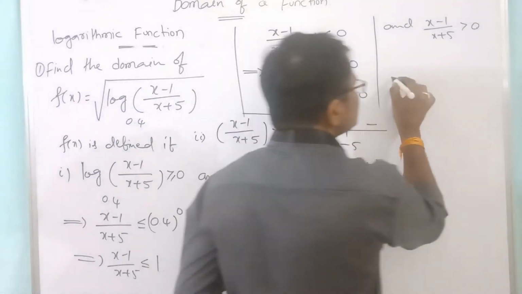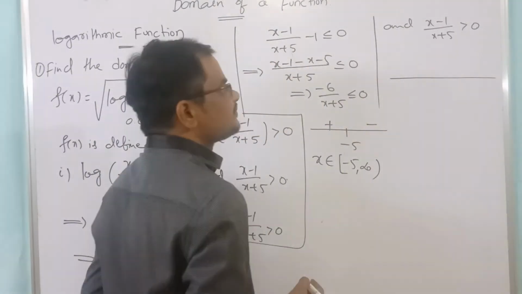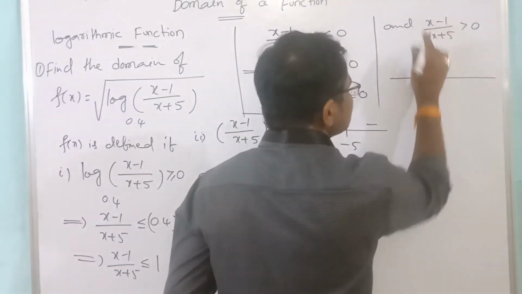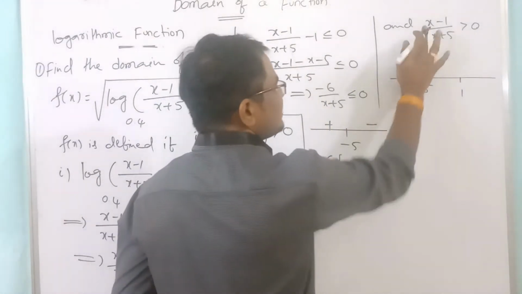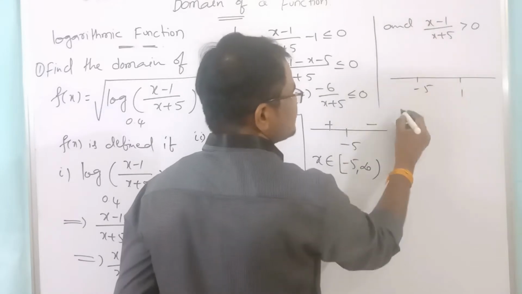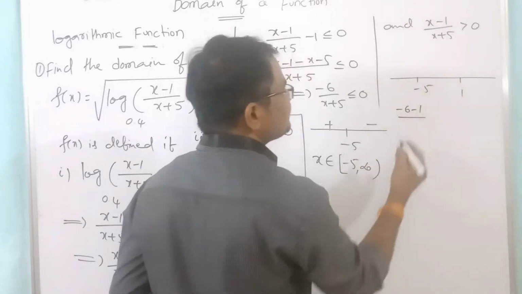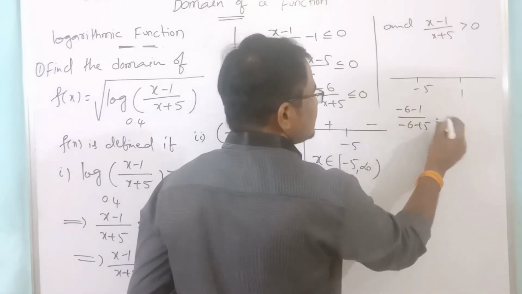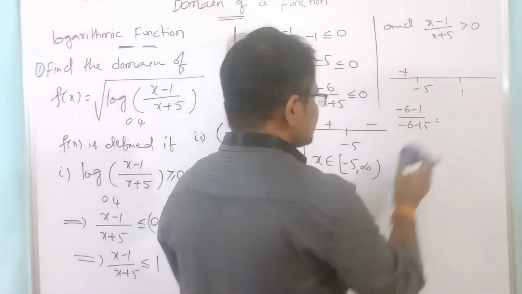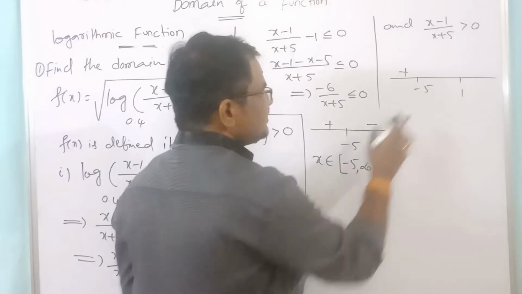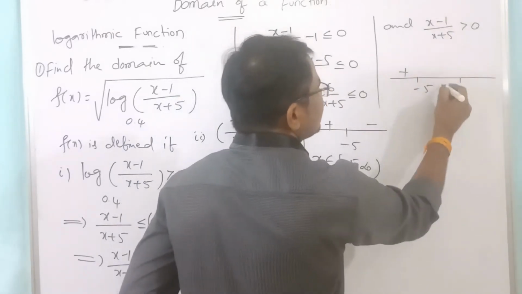Now from this one also take the number line. Take the critical points: here minus 5, here 1. Less than minus 5, substitute one value, x equal to minus 6: (minus 6 minus 1) by (minus 6 plus 5). So negative by negative, here positive you will get. Next, between these two, substitute 0, here negative you get.